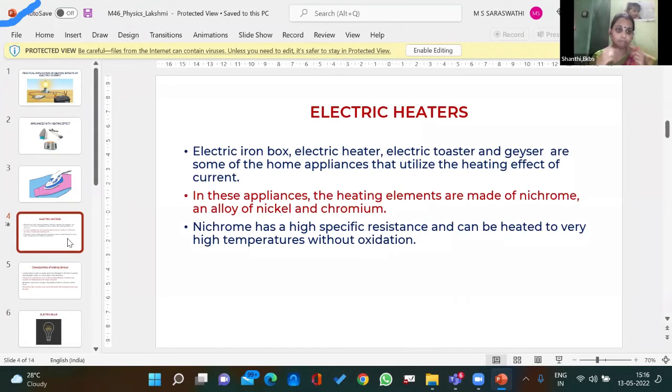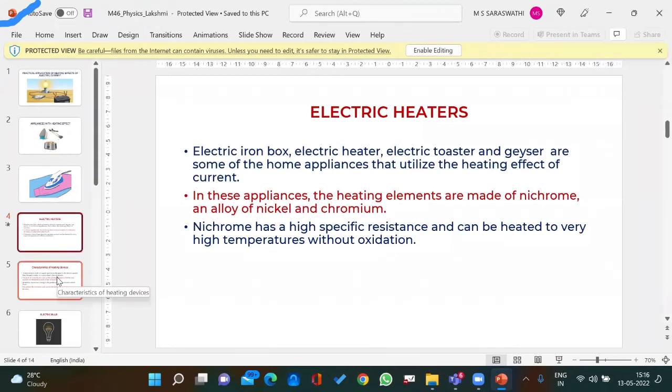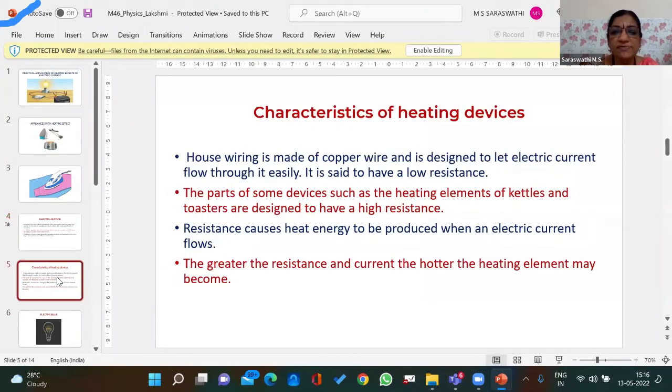High melting point. Do not oxidize easily. They have higher resistivity than the metals from which they are made. And they also don't get oxidized at that high temperature. Okay. Yes.